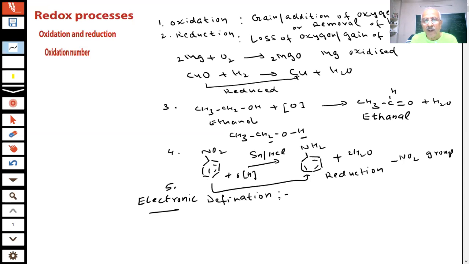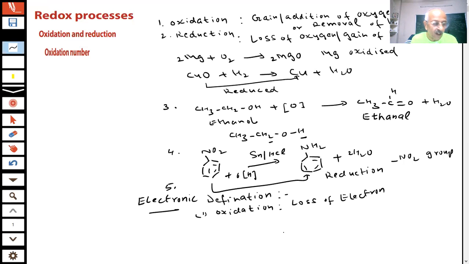And in an electronic definition, can you tell me, student, what is oxidation? Oxidation is addition of electrons. No. Oxidation is loss of electrons. Okay, student, loss of electrons. Oxidation is loss of electrons.